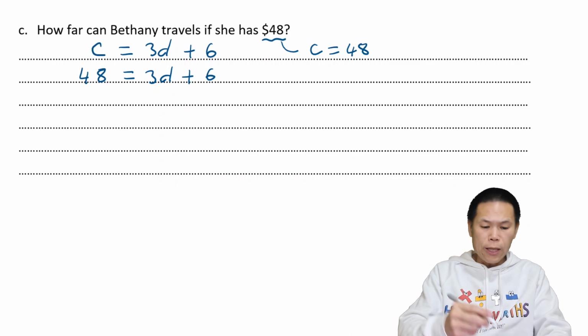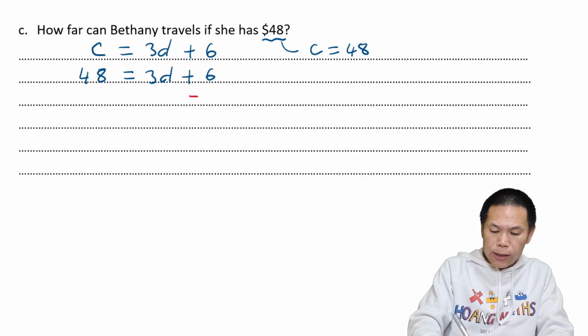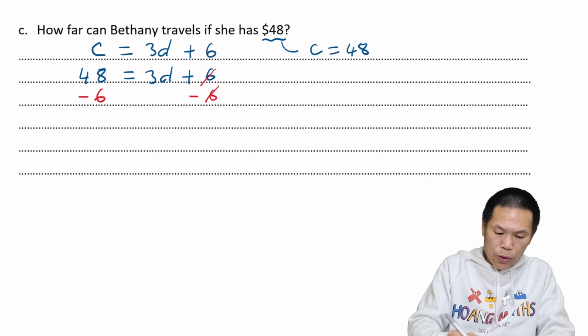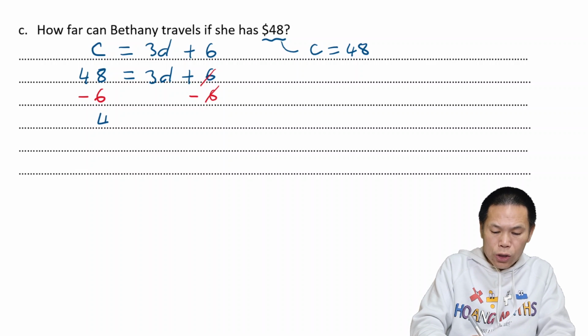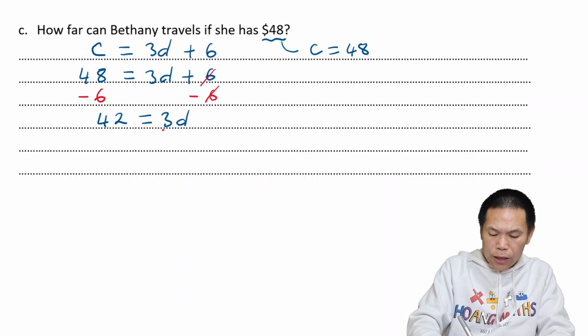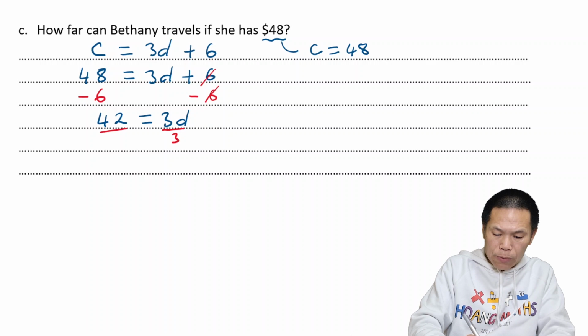To solve for d, I minus 6 on both sides. I want to get rid of this 6. So therefore, 48 minus 6 will give me 42. In other words, 42 is equal to 3d. So now I just need to divide this by 3. I divide this by 3.